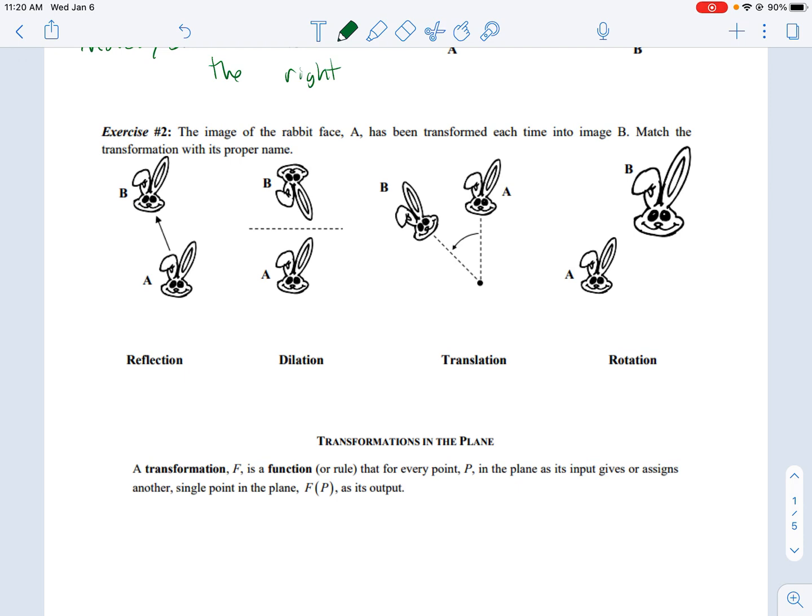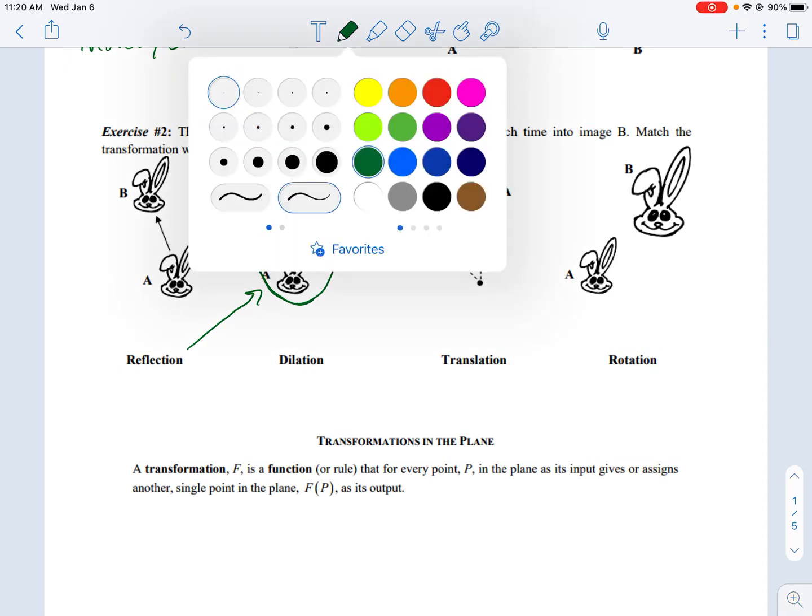A reflection is like looking in the mirror. When you look in the mirror, hopefully, you see the same image. If you don't, it sounds pretty scary. So a reflection is going to be this one right here. It's the same image, but flip-flopped over that line separating those two. It's been reflected over that dotted line. So that's a reflection.